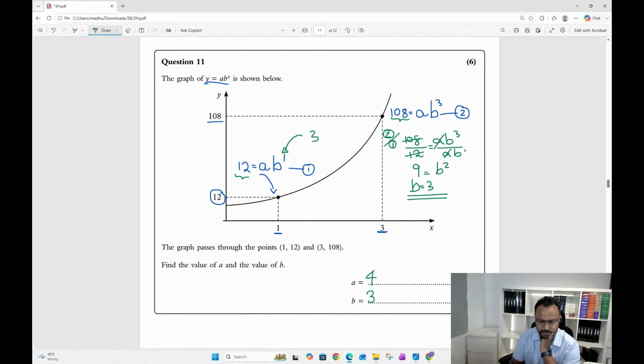It is Edexcel. Well done, Ayan. Well done, Relux. So, good. How is it, guys? Exponential graphs. It's not a hard one, guys, right? Good.